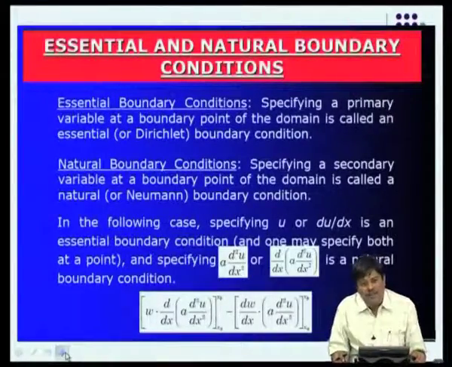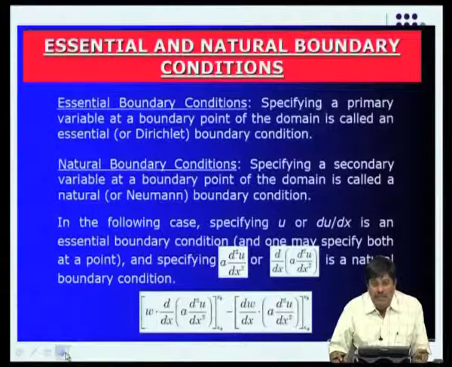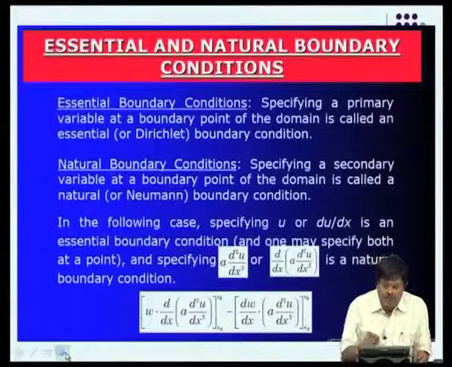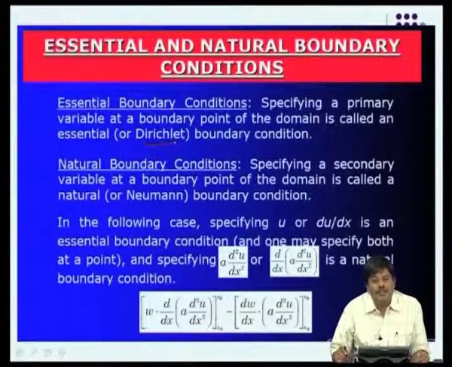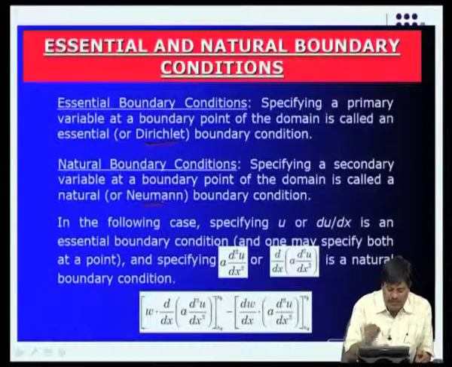So, what are these primary and secondary variables? Do they have any physical meaning? The answer is yes. The primary variable essentially prescribes what is called the essential boundary conditions. In mathematical terms, it is called the Dirichlet boundary condition. The secondary variable, which is like an effect caused by the primary variable, and is basically a derivative of the primary variable, is called the natural boundary condition, or in mathematical terms the Neumann boundary condition.